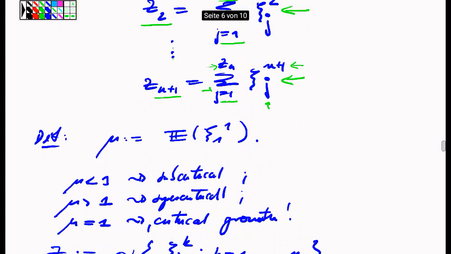And of course, an important parameter here is the expected number of children of one characteristic or typical individual. So mu, that will be a very important parameter, is the expected number of children that one such individual will have. And if that number is below 1, we call the whole model subcritical. If mu is strictly above 1, we call it supercritical. And if mu equals 1, we call it the critical situation.